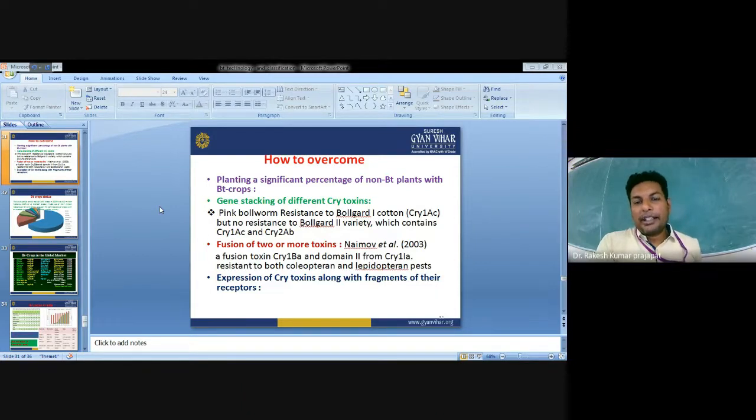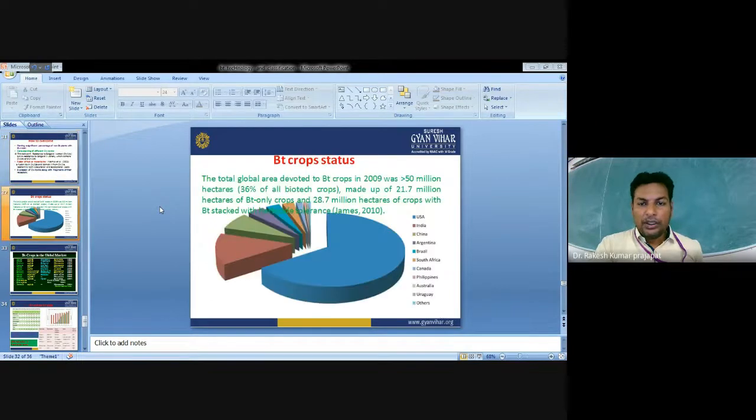Gene stacking of different Cry genes. Pink bollworm resistance to Bollgard cotton: Cry1Ac transgenic cotton has the Cry1Ac gene introduced. There is no resistance to the Bt2 variety because it contains two different genes, Cry1Ac and Cry2Ab. So instead of one gene, we can take two different genes, stacking of genes. Fusion of two or more toxins is also an option. For example, a fusion toxin of Cry1Ab and domain 2 from Cry1Aa resists both coleopteran and lepidopteran insects. We can also get higher expression of Bt toxin proteins.